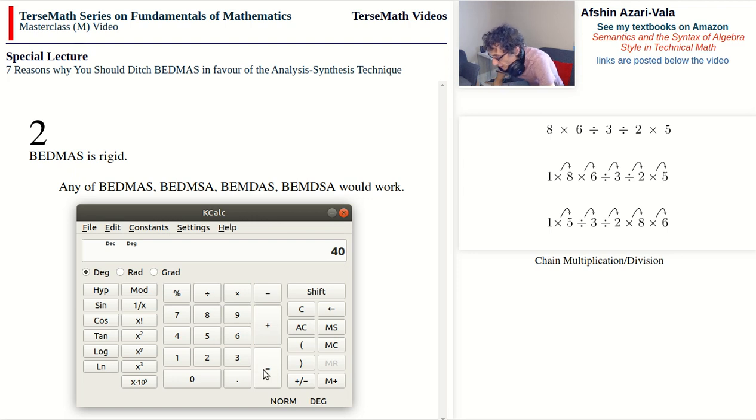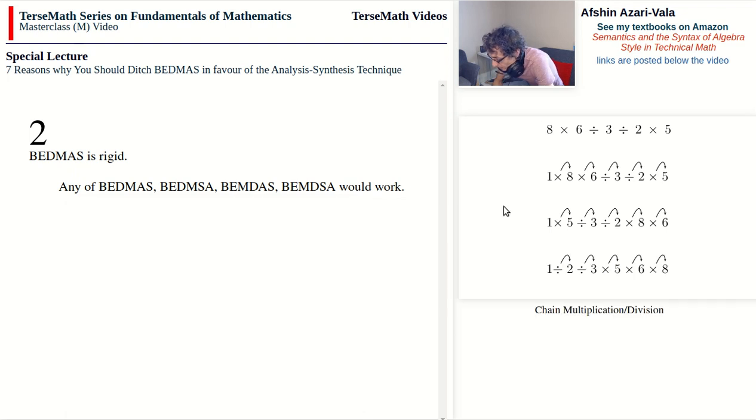And again, it's not the case that division has to be done before multiplication, which is what BEDMAS implies. And again, that kind of thinking limits the ability of the student to think of expressions in different ways and even work them out in different ways.